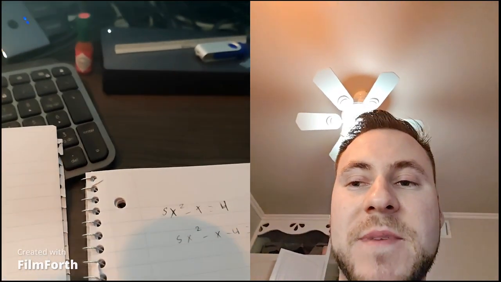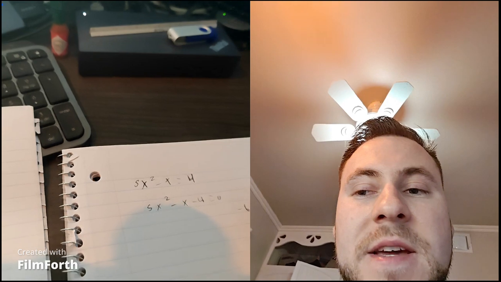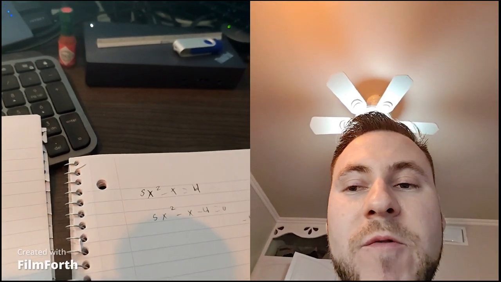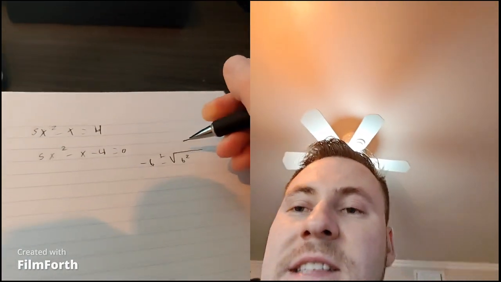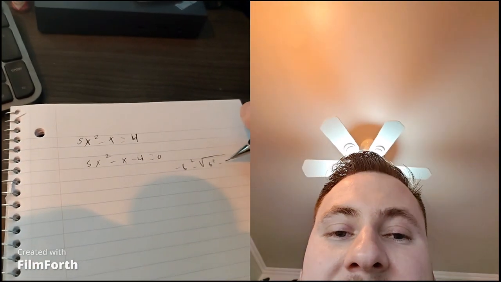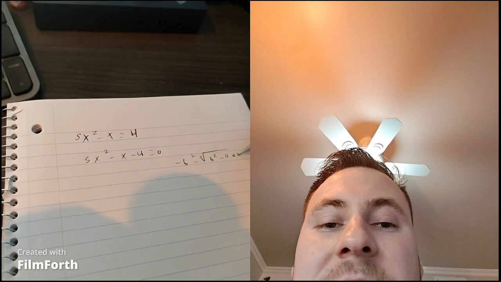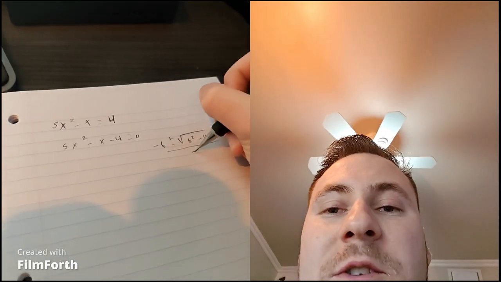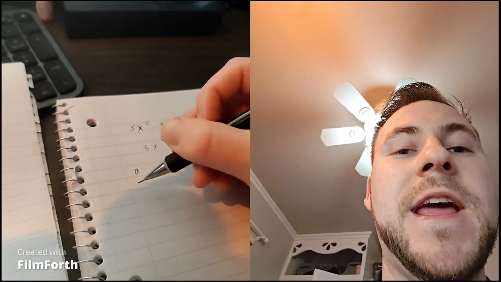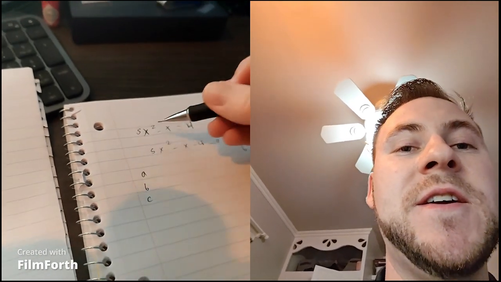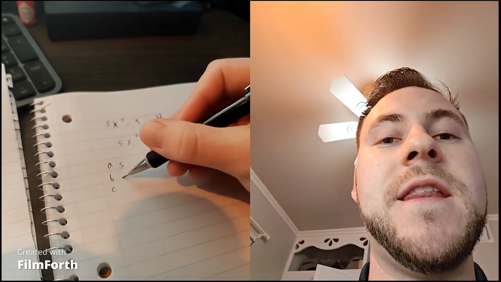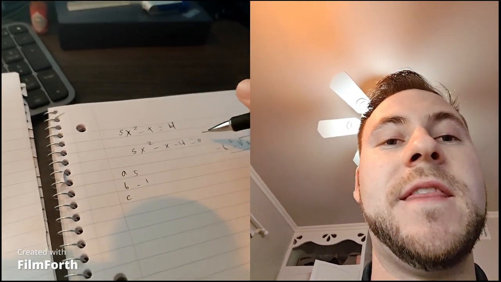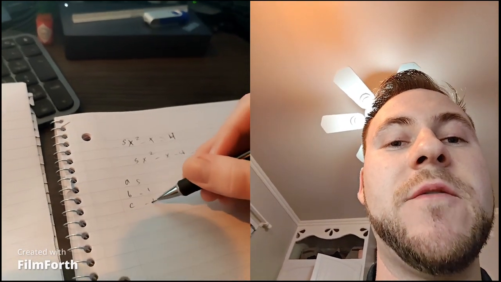And for that, it's going to be negative b plus or minus the square root of b squared. Make sure you can see this in the camera here. Negative 4a times c, and that's all going to be over 2 times a. Perfect. And so I'm going to put a, b, c here, and my a is going to be 5, my b is going to be negative 1, and then my c is going to be negative 4.